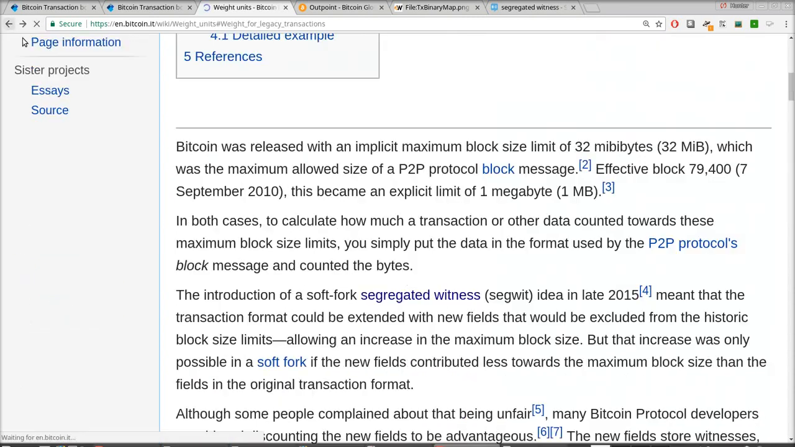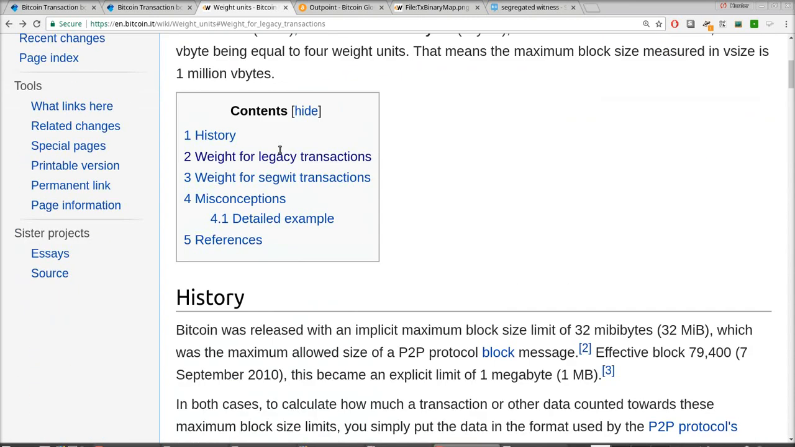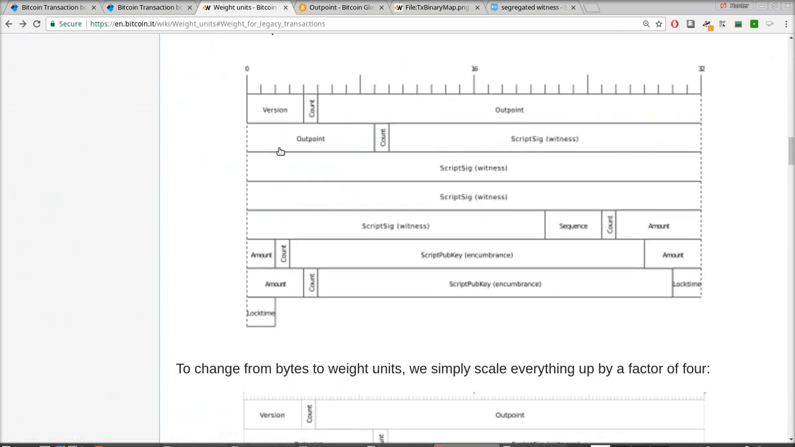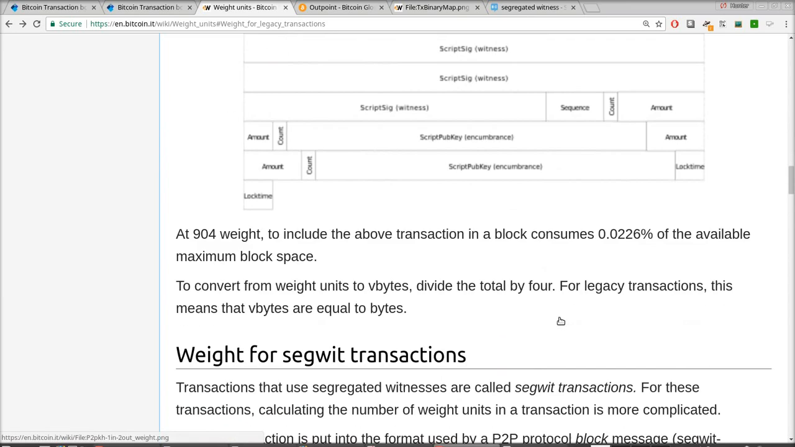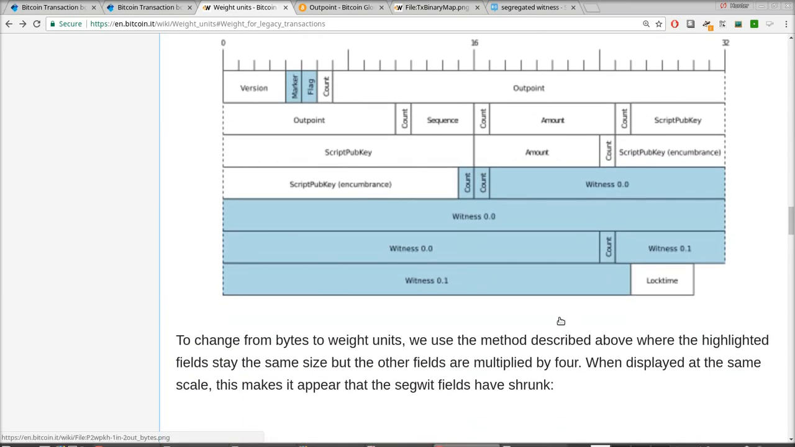You can look at this article a little bit. Where is it? Weight units. Just to get an idea, let's just look at a picture. So this is an old type transaction, and below we have a SegWit transaction. The things in blue are the witnesses that are segregated.